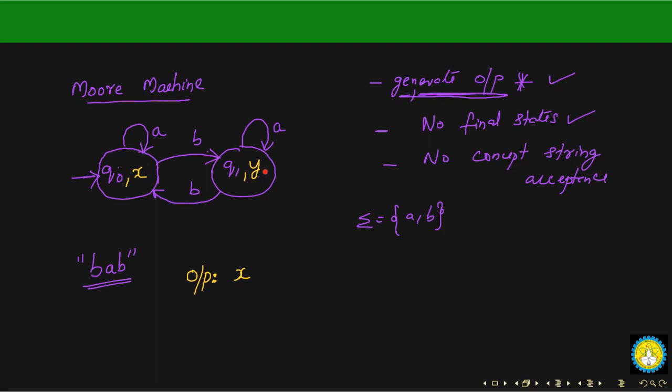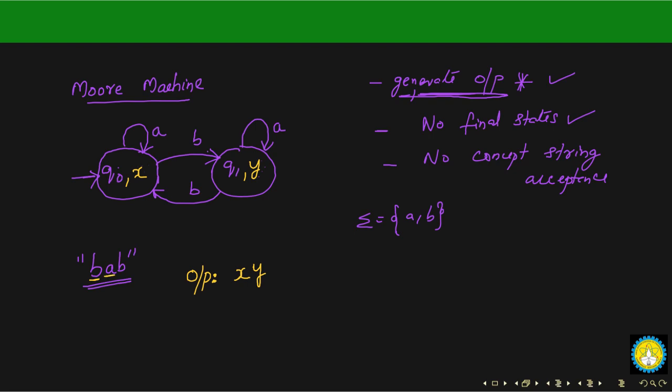Now we can see that the output available at Q1 is Y. So this also gets added up to our output. Okay, so Y becomes a part of our output now. So we have processed B. Now we are processing A.